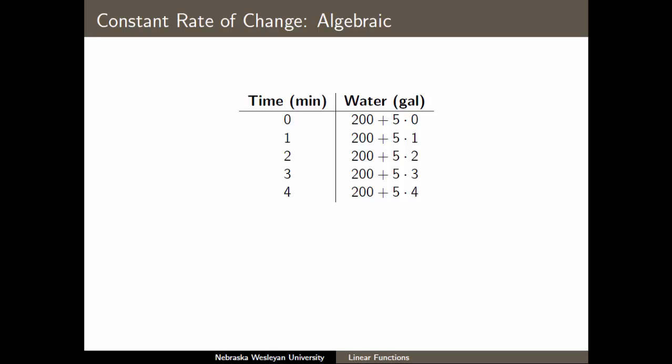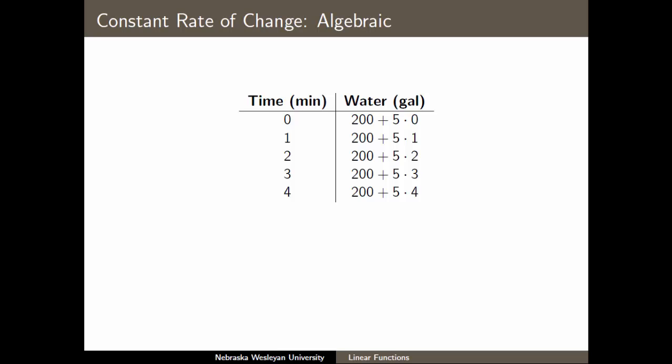After 1 minute, we have the 200 gallons that we began with, but we also have 1 minute worth of water being pumped into the pool. And since that water comes at 5 gallons per minute, that's 5 new gallons that we've added. So after 1 minute, we have the 200 gallons we began with, plus 5 gallons that came in for 1 minute, so 5 times 1.